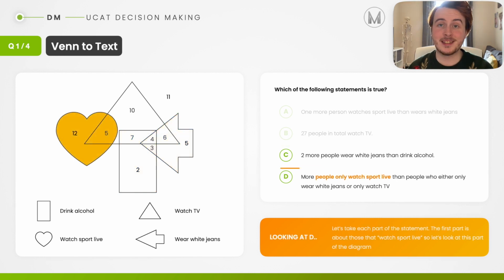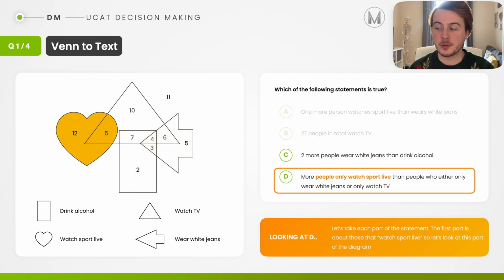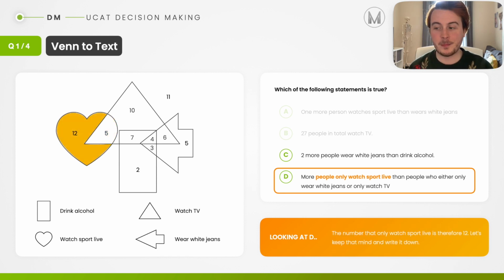So let's have a look at that statement D there. We're going to go to that first bit of the statement, so people that only watch sport live. We look at that heart shape, but bear in mind that that 5 in the overlap is not just people that only watch sport live, they also watch TV. So we're going to have to knock those off. The people who only watch sport is going to be just that number 12 we have there.